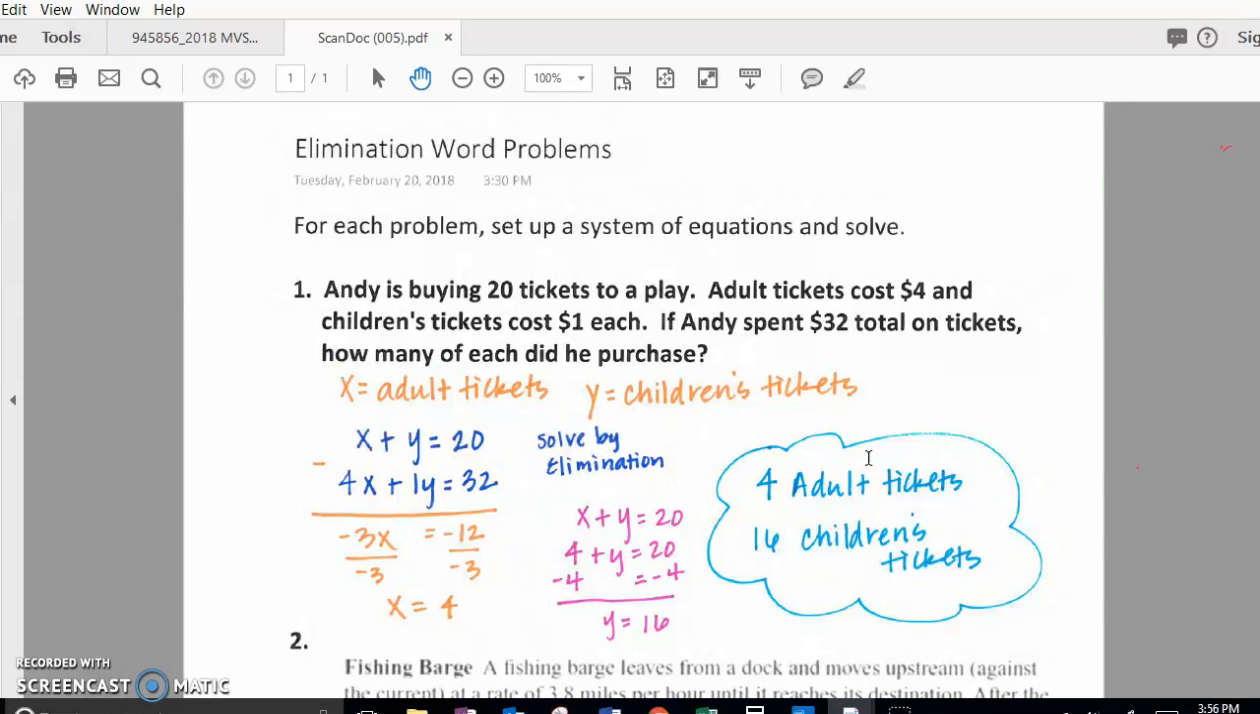The first thing that we talked about was making sure that we set up what x equals and what y equals, the two variables needed for the system of equations. So I'm going to say x is adult tickets, y equals children's tickets. Of course, those can be switched around.